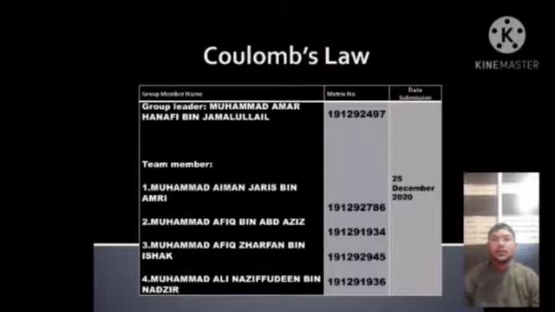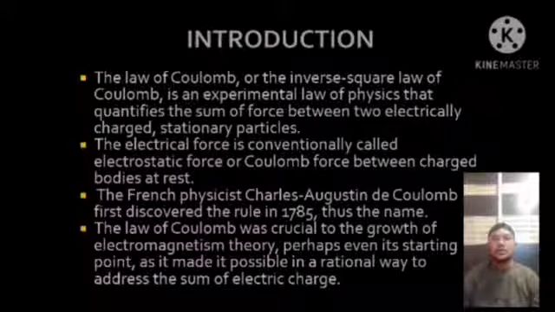Okay, the introduction of Coulomb's Law. The law of Coulomb, or the inverse square law of Coulomb, is an experimental law of physics that quantifies the amount of force between two electrically charged stationary particles. The electrical force is conventionally called electrostatic force or Coulomb's force between charged bodies at rest. The French physicist Charles Augustin de Coulomb first discovered the rule in 1785, thus the name.